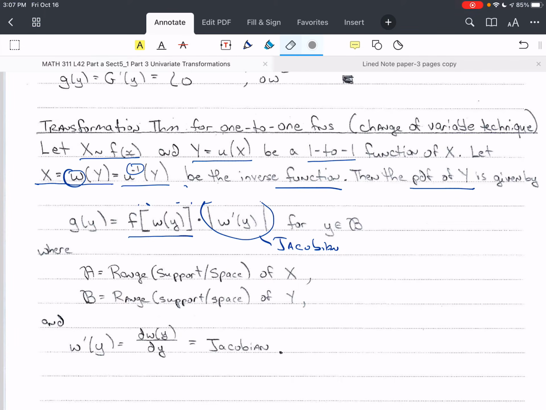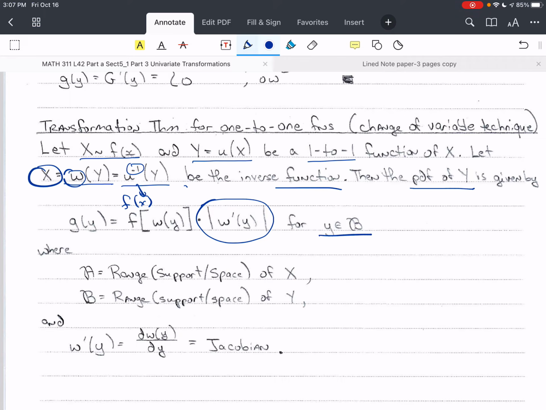Okay, so we plug in w of y. So for every value of x, instead of f of x, we're going to substitute in what x is in terms of y, and then times the absolute value of the derivative of this inverse function of y. And this PDF will have the space y in B, our range of y. A is the range or support of x. B is the range or support of y. And w prime of y is simply the derivative of w of y with respect to y, and again we call that the Jacobian.